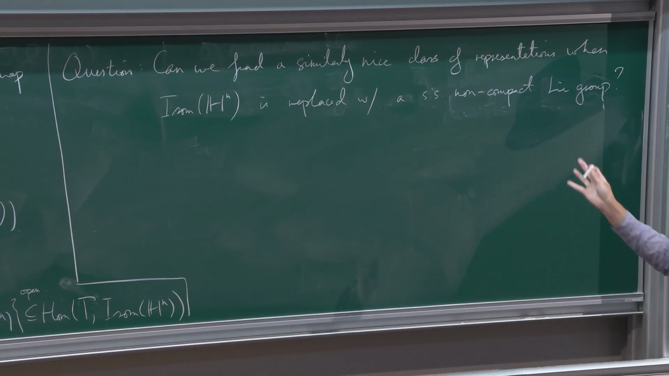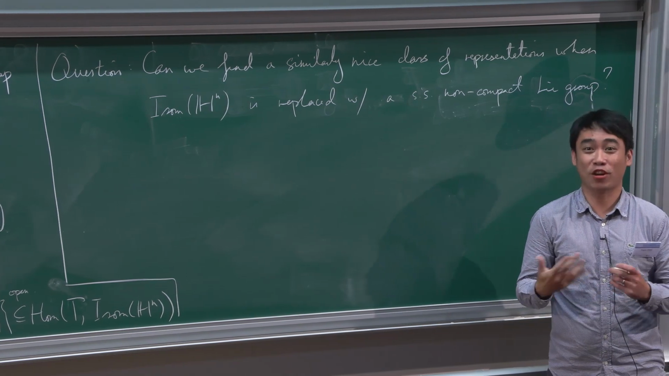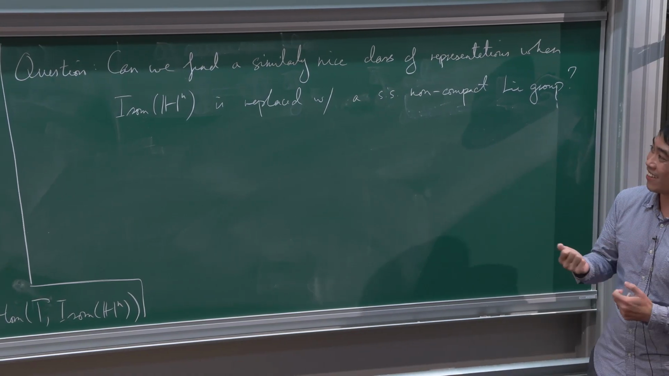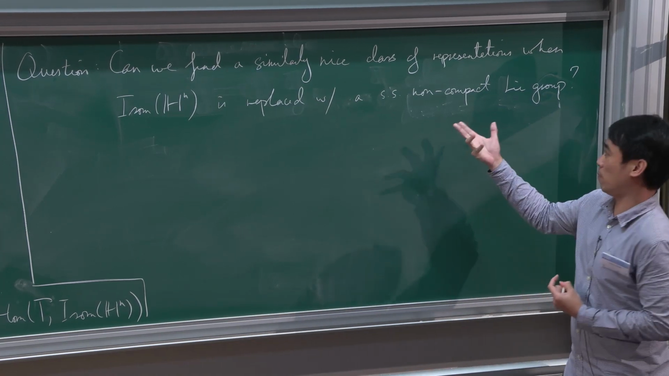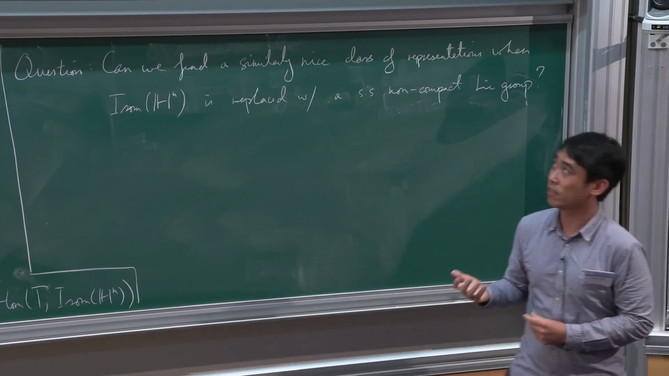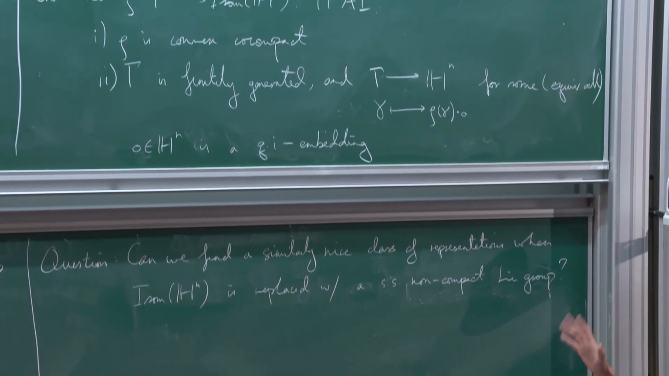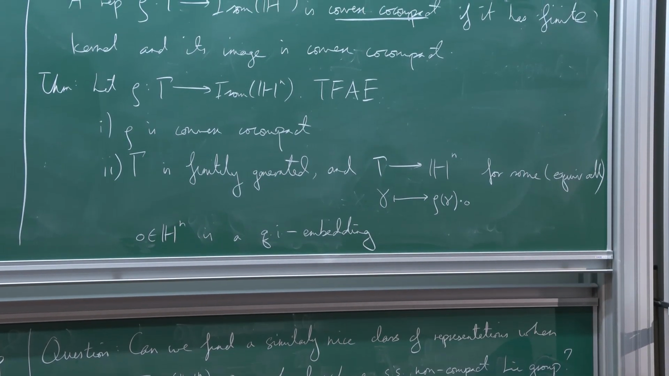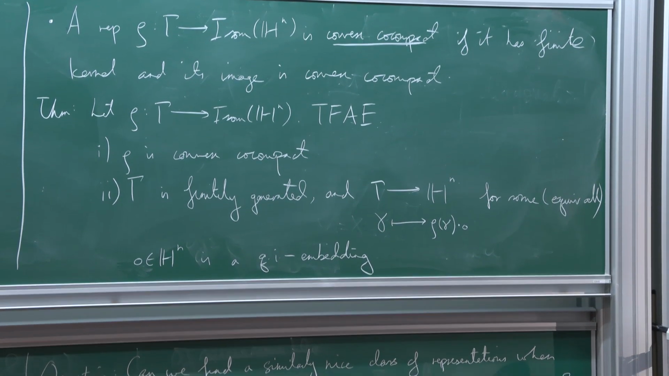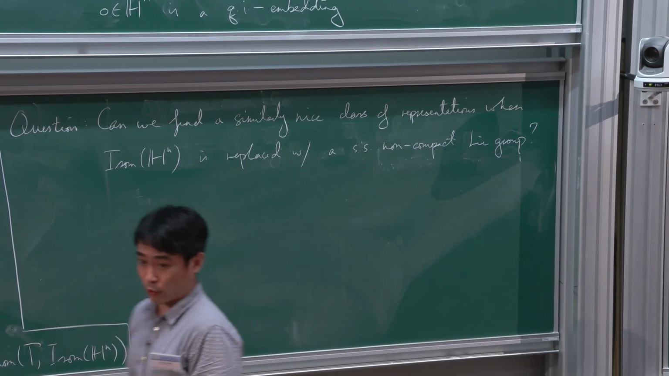And why would you want to do this? Well, there are geometries that are not the hyperbolic geometry that are also interesting to study. The automorphism groups of these geometries sometimes end up being these non-compact semi-simple Lie groups. So you want to see if you can develop such a theory, find such a nice class of representations, so you can study these geometries that are not hyperbolic space as well. So that's the motivating question.